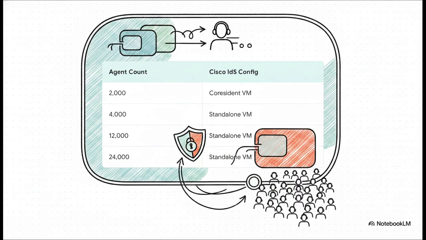If you're running a smaller deployment, say 2,000 agents or fewer, you actually get to save some server resources. Your Cisco IDS can be co-resident. That means it runs on the exact same virtual machine as your Unified Intelligence Center and live data. However, the very second you scale up to those 4,000, 12,000, or 24,000 agent reference designs, a standalone Cisco IDS VM becomes absolutely mandatory. No exceptions. You really have to isolate that authentication traffic to guarantee high availability and performance at scale.